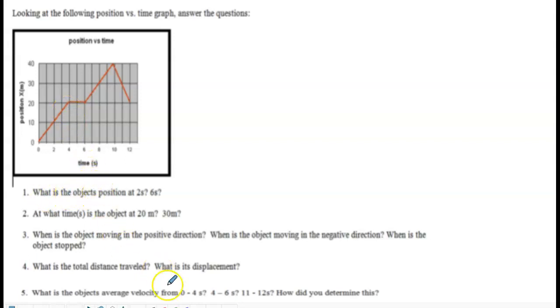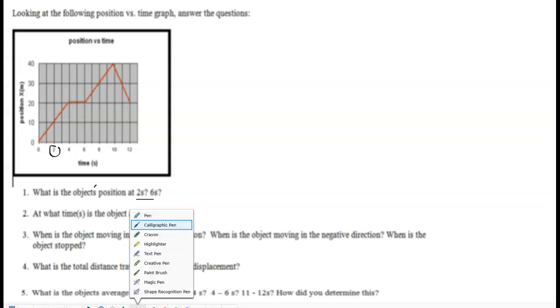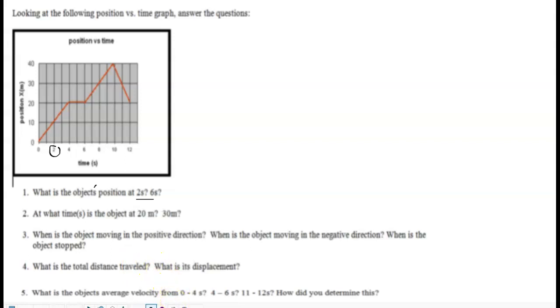So we want to figure out what is the object's position at 2 seconds and 6 seconds. So 2 seconds is here. And I just want to go up until I hit the line, and I'm going to use a different image here. So at 2 seconds, I go up and hit the line, and I'm going to put my smiley face there, and that is where the object is. So I would just go over, and it says 10.